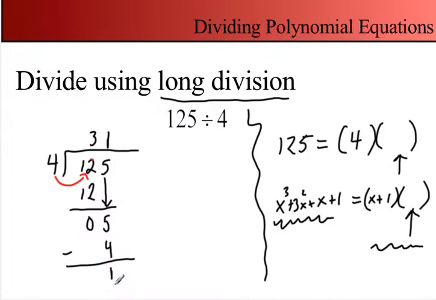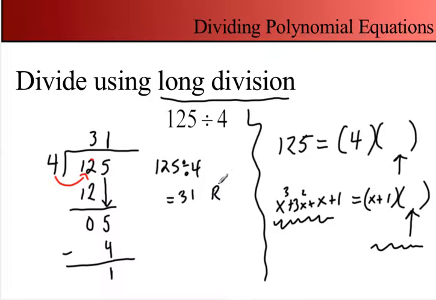That's our remainder there, right? So we went in like this. That 4 went into that 5 one time with 1 left over. Which means, now look at the number up here. 4 goes into 125 31 times with 1 left over. So when we say 125 divided by 4, that's equal to 31 with 1 remainder.